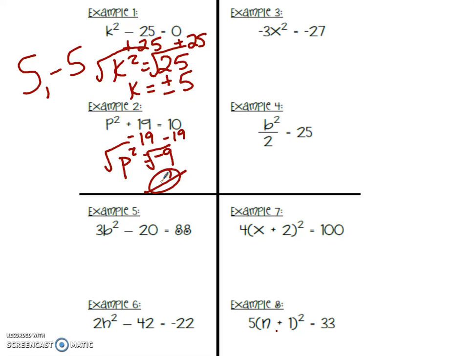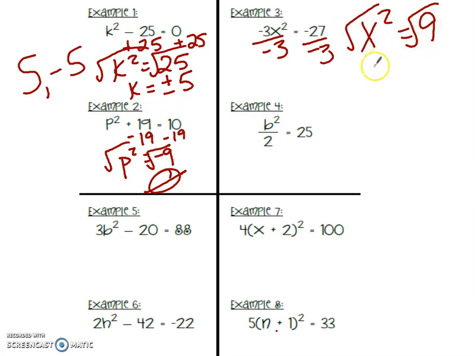Okay, so let's look at example number 3. We're going to divide by negative 3. Divide by negative 3, we get x squared equals 9. Okay, so if I take the square root, what's the square root of 9? It is 3. So x is, remember, it can be positive or negative. So my two solutions would be 3 and negative 3.